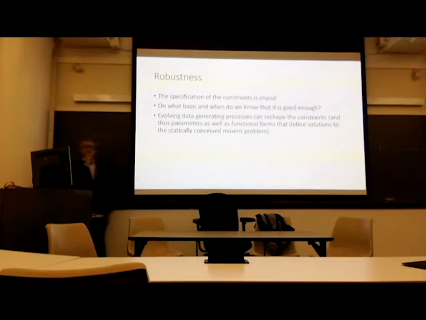Venkat Subramanian raised the issue that it might be possible that the supposed good fit of the Pareto distribution in the upper tail of the income distribution has been a mistaken inference. In fact, the lognormal distribution is more applicable. Evolving data generating processes can reshape the constraints and thus the parameters as well as functional forms that define solutions to the statically conceived maxent problem. But why do they change over time?